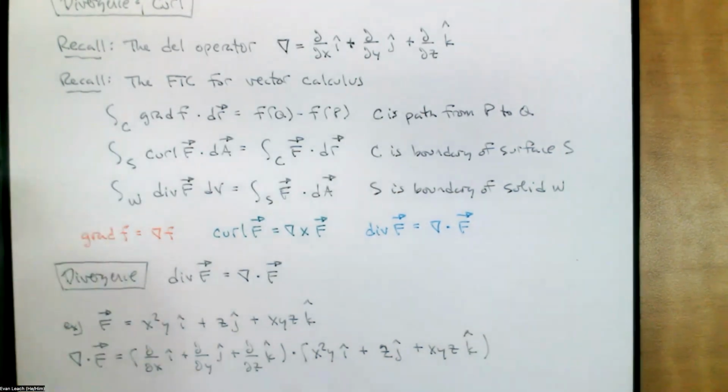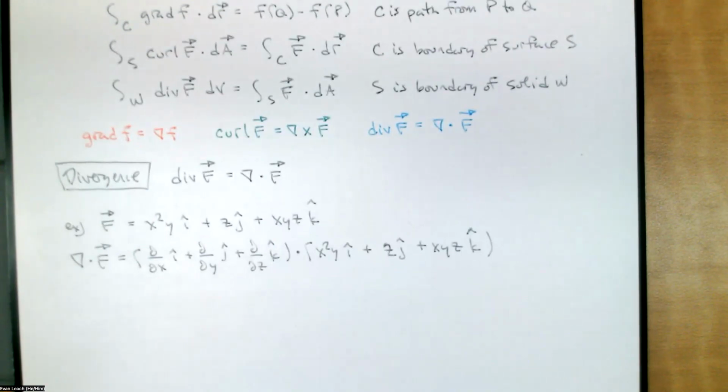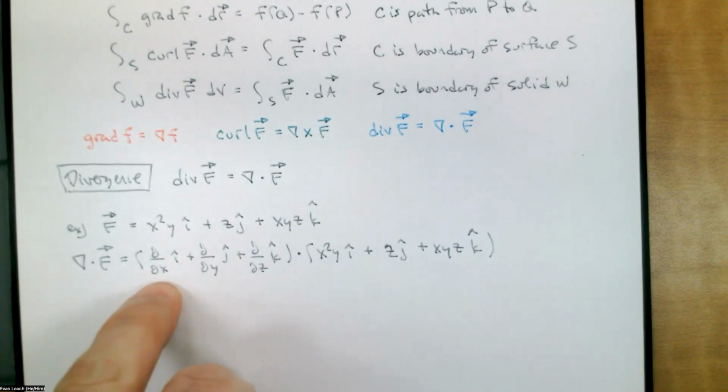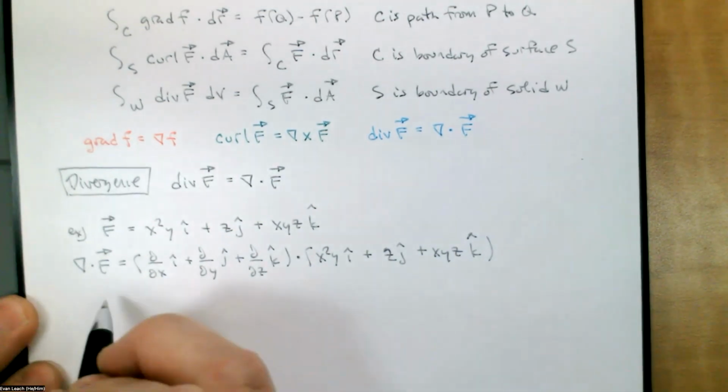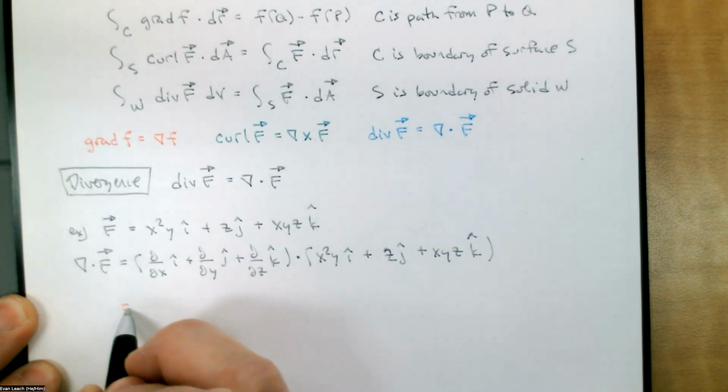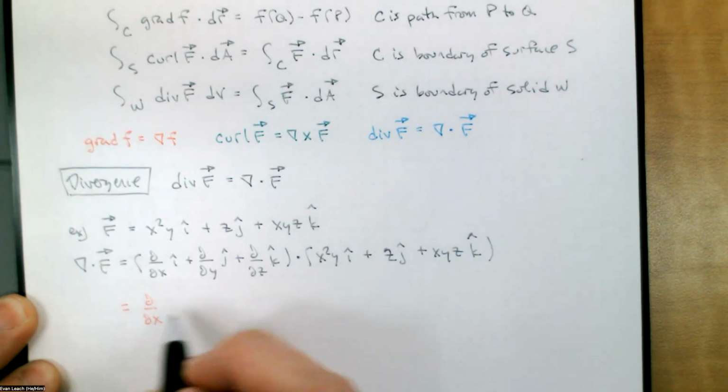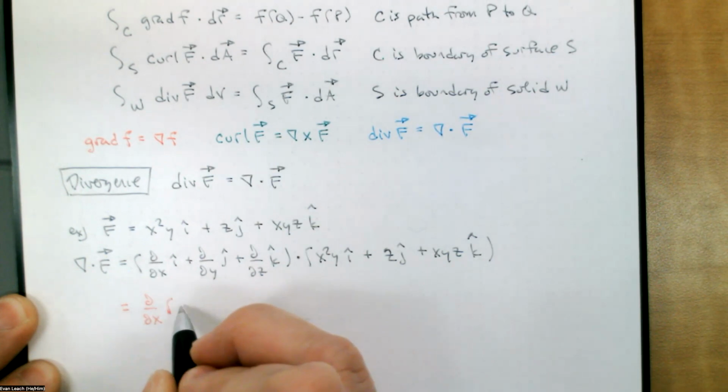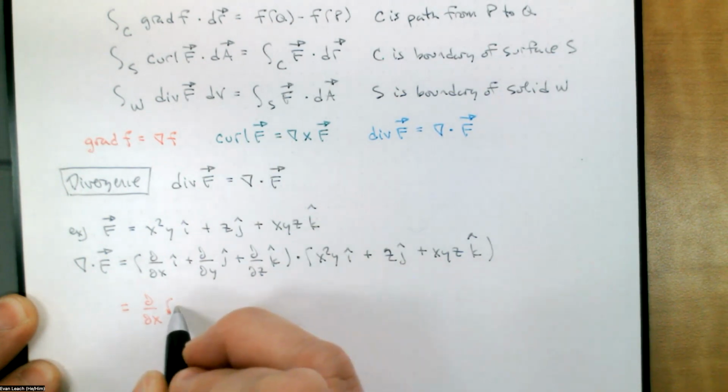In a dot product, the dot product is just the sum of the products of the corresponding components. Here, we're not so much multiplying partial with respect to x by x squared y. And these aren't things that we would multiply. We're applying the operation partial with respect to x to x squared y. So instead of multiplying, we're applying the operator. So we take the partial with respect to x of this first, the i component.